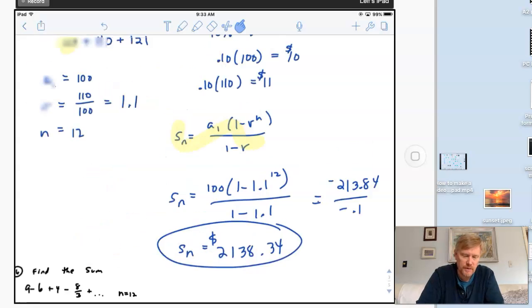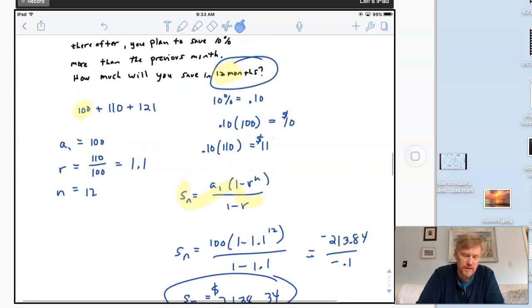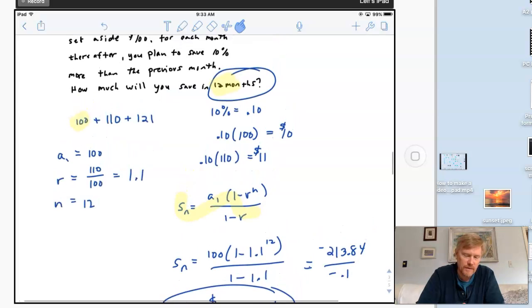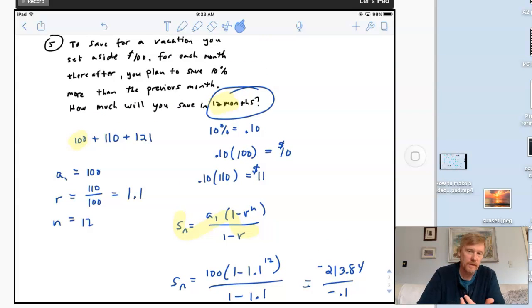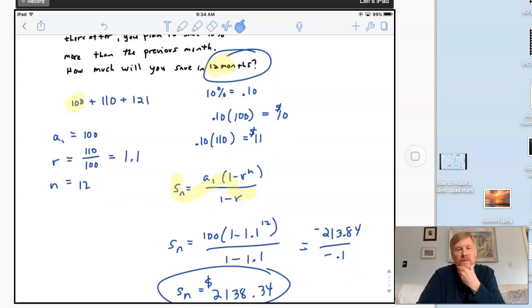So that's the answer. And then it's always nice to look back and be like, gee, does that make sense? If I saved $100 a month and then a little bit, after 12 months, how much would you have? So $2,000 seems reasonable. Okay. If I was saving $100 a month to start out, and I saved $1 million in a year, you might want to go double check your work.